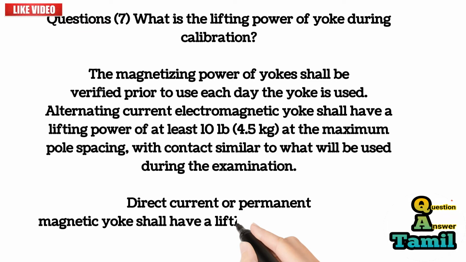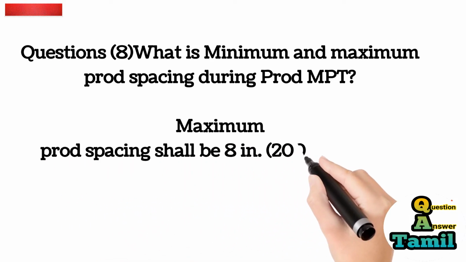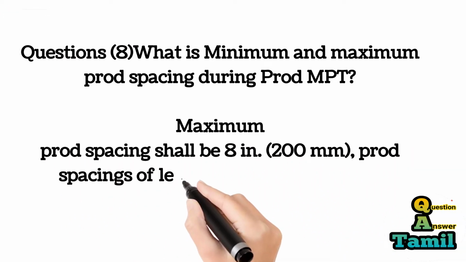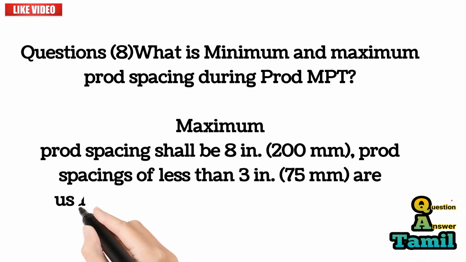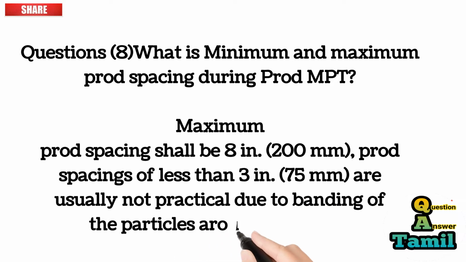Question 8. What is minimum and maximum prod spacing during prod MPT? Maximum prod spacing shall be 8 in., 200 mm. Prod spacings of less than 3 in., 75 mm are usually not practical due to banding of the particles around the prods.